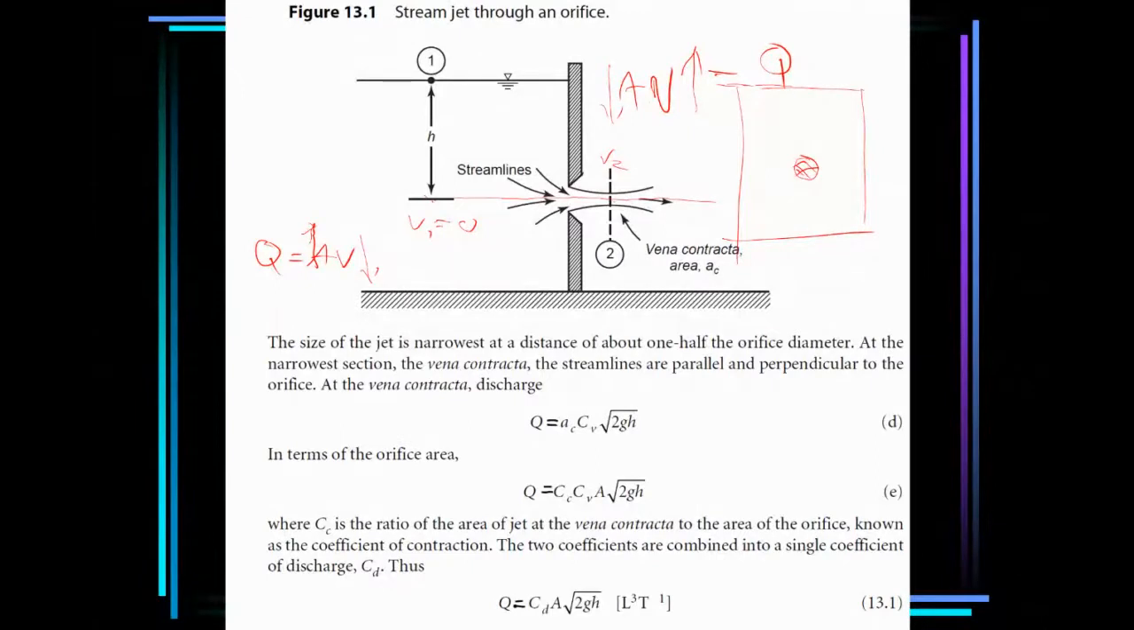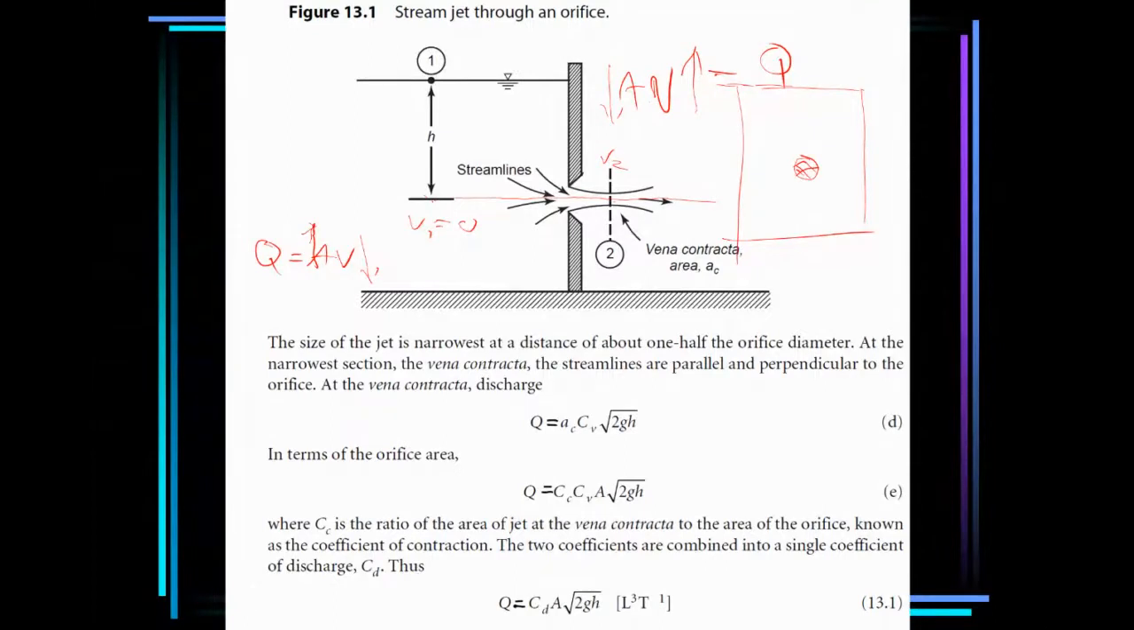Okay. At the narrowest section, which we call the vena contracta, the streamlines are parallel and perpendicular to the orifice. So the water flowing, the streamlines, that is, the path taken by the individual fluid particles, are parallel and perpendicular to the orifice. So we can find the discharge at this point.